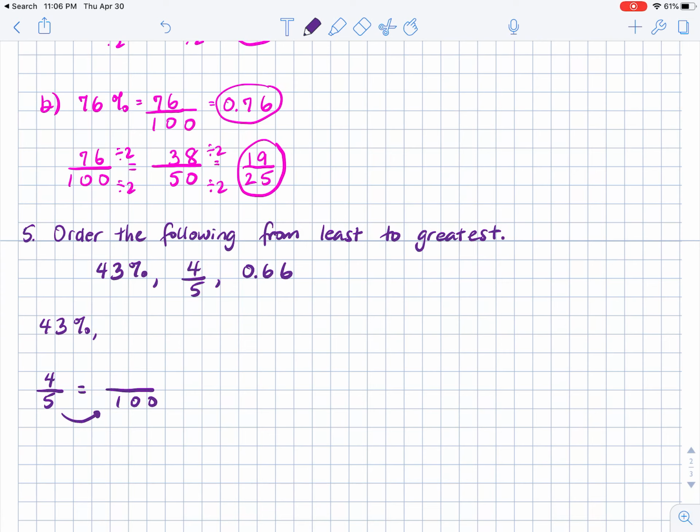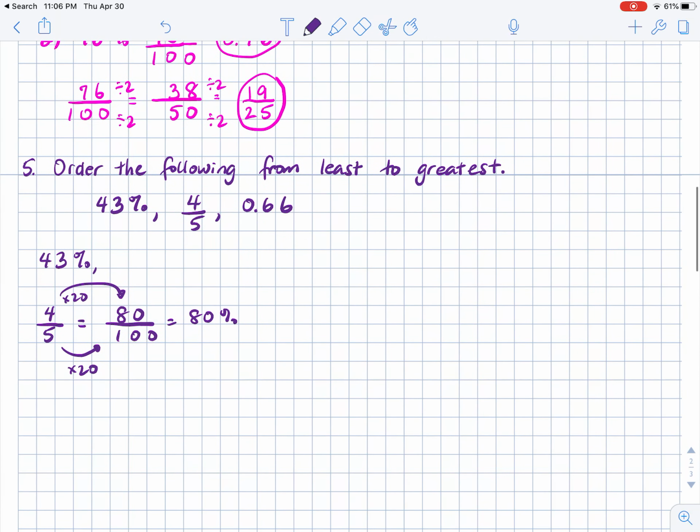So 4/5 as a percent, well, 5, how many times do I have to multiply 5 to get to 100? Well, I know that 100 is a multiple of 5. It's going to be times 20. Whatever I do to the bottom, I have to do to the top. So I know it's 80 over 100, which equals 80%.